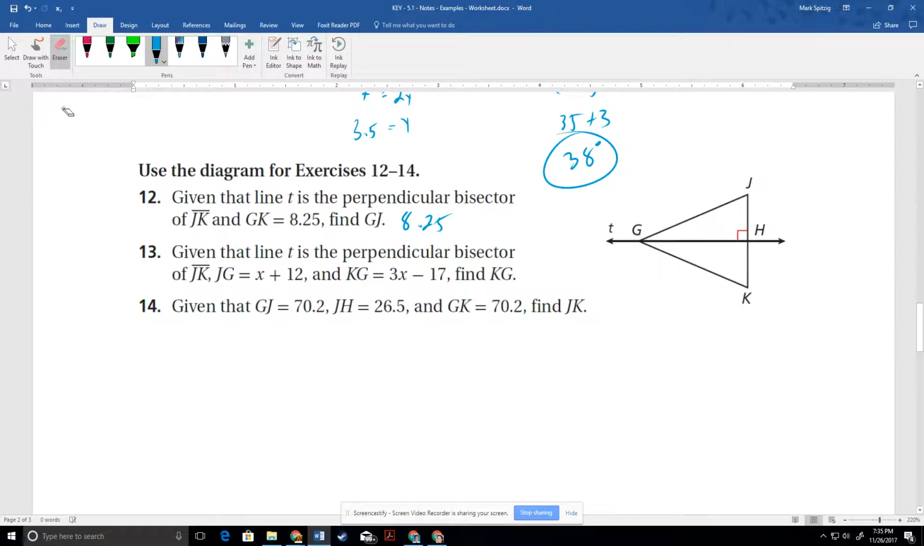It says given that line T is the perpendicular bisector of JK, so all the same stuff applies. We know that that is going to be the same because this is bisecting that and it's perpendicular. It says that JG is x plus 12 and KG is 3x minus 17. Find KG. In other words, we know that G is on the perpendicular bisector, so it's equidistant. So we know that these are congruent segments, so you can set their measures equal to each other.